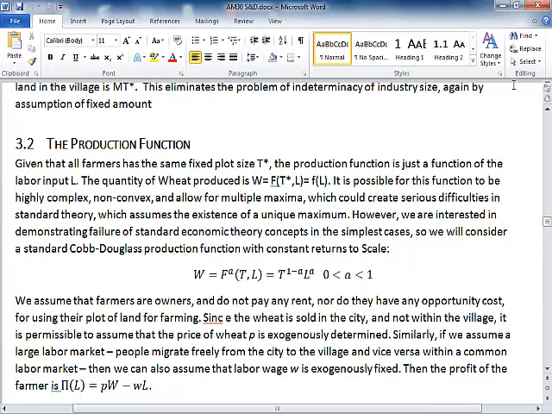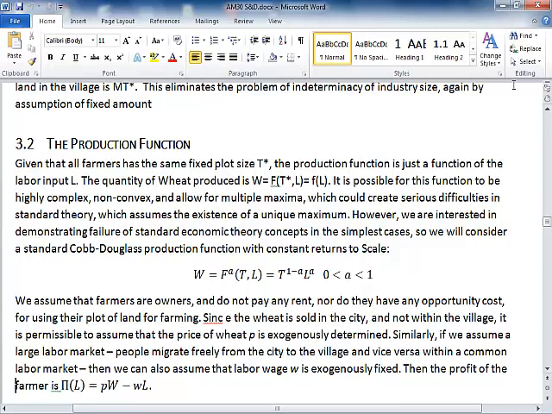So now the reason that this T to the 1 minus A, L to the A is not a very pleasant function is that it means that you can substitute land for labor. This doesn't really seem plausible when you're growing corn, that if I have a smaller amount of land, I can make up for it by adding more labor. It seems that both are essential inputs, and if you have less land, you can't produce more food by replacing land by labor.